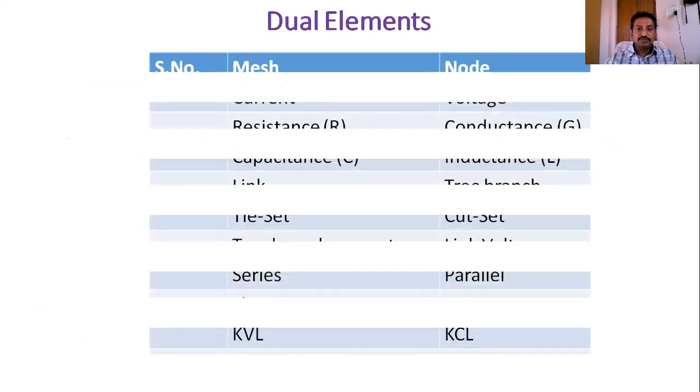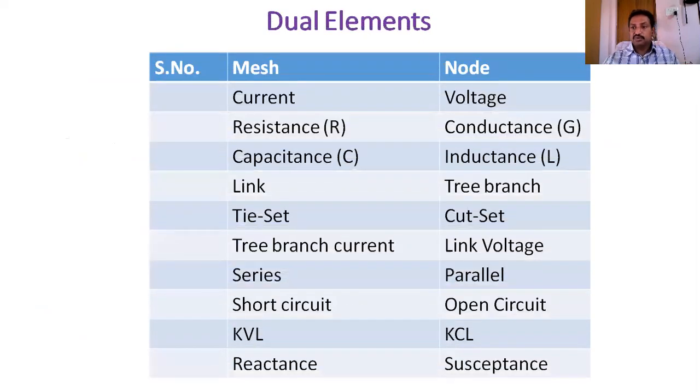What are the dual elements? If current is there, voltage. If voltage is there, current. Resistance, conductance. Conductance, resistance. Capacitance, inductance, vice versa. Link, tree branch, vice versa. Tie set, cut set, tree branch, link voltage, series, parallel, short circuit, open circuit, KVL, KCL, reactance, susceptance, Thevenin's, Norton's, like this vice versa.